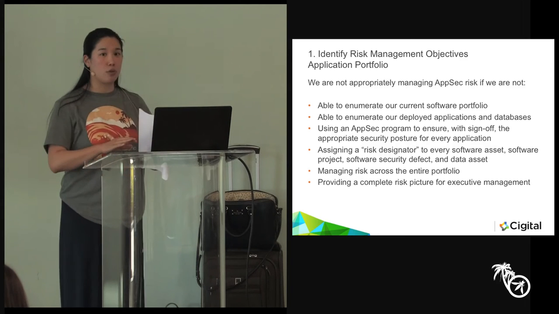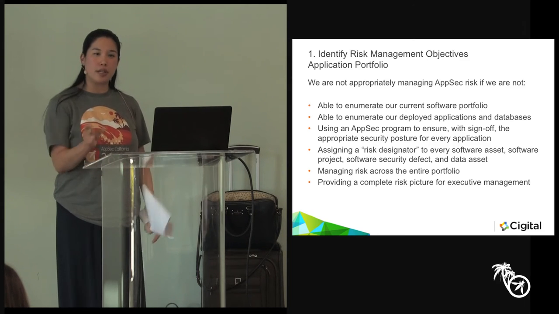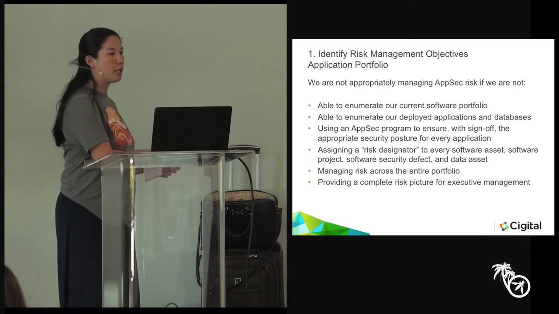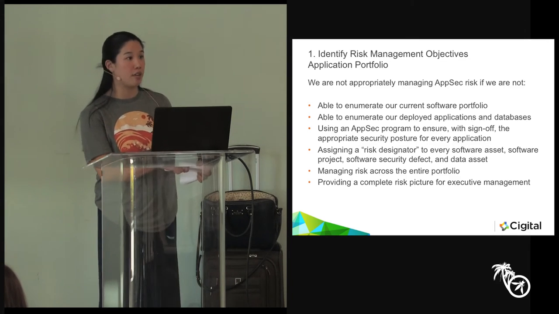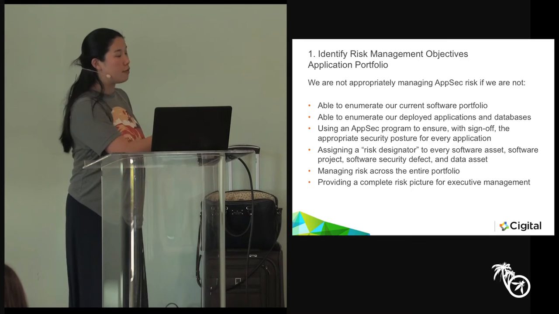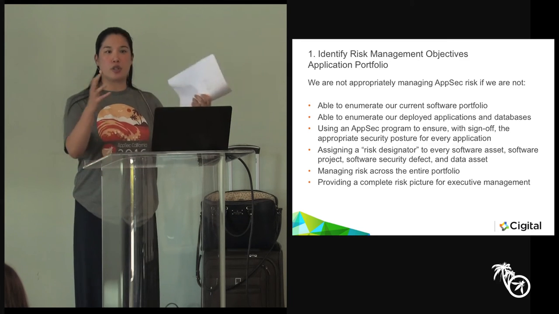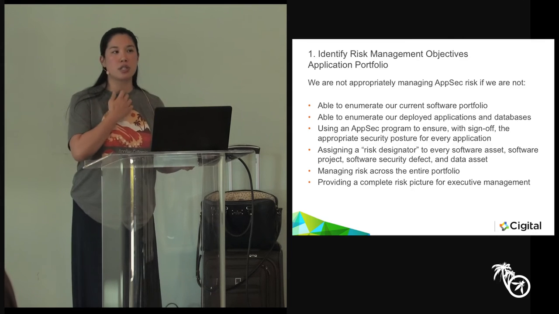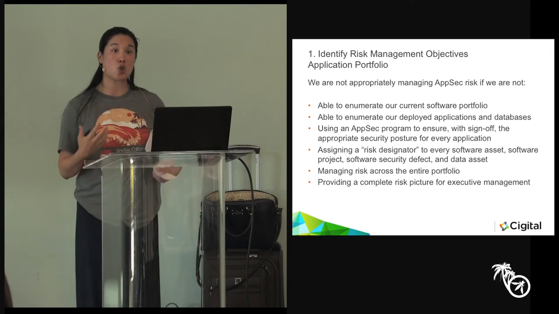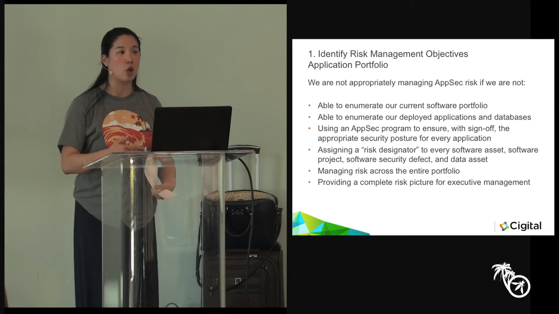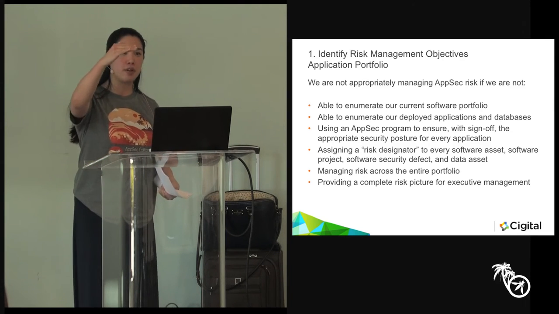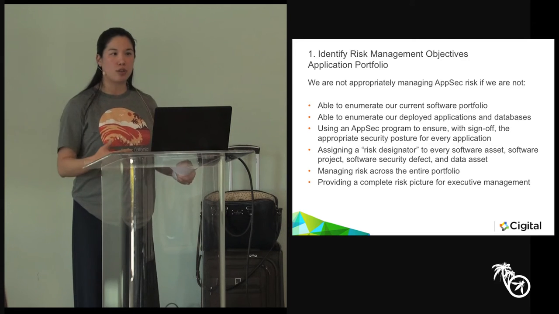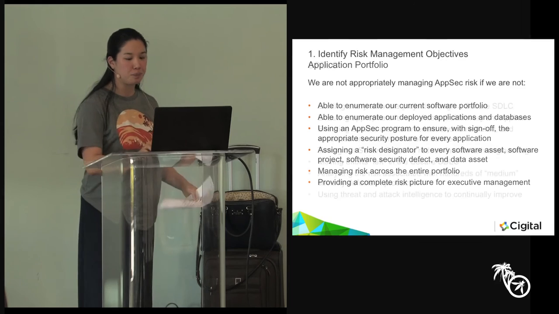Maybe we need to be managing risk across the entire portfolio and not just this tiny part of our portfolio that's the critical apps, so that we can provide a complete risk picture to executive management. And I'm not saying that if you're not doing this, you're not doing your job. Application security is this thing that grows and matures, but maybe this is something that we can strive to. Because if we're talking about a risk management objective, then maybe we can set that bar quite high and then put together a plan to get there.